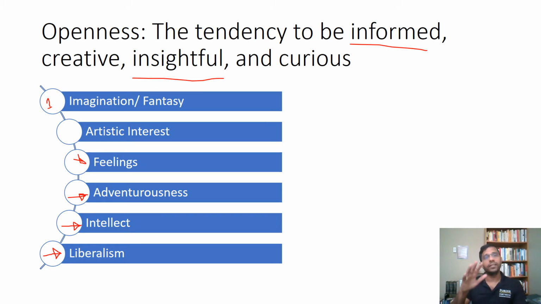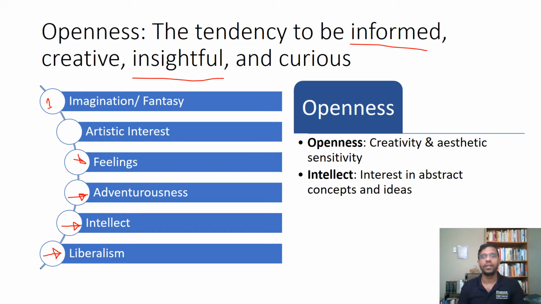So these are the 6 subdimensions of openness. Now, if this was overwhelming for you, we can talk about openness just from the perspective of 2 subdimensions. One is called openness, which is this preference for creativity and aesthetic kind of activities, and the second is intellect, which is the preference for abstract ideas, abstract concepts. So we can talk about openness just from this broad perspective.